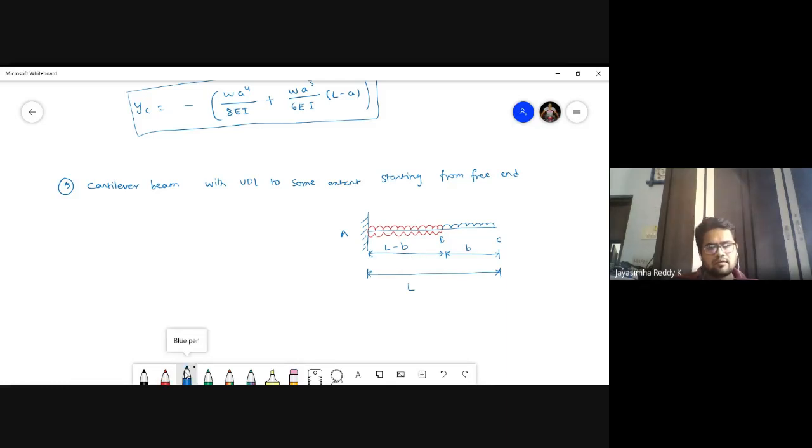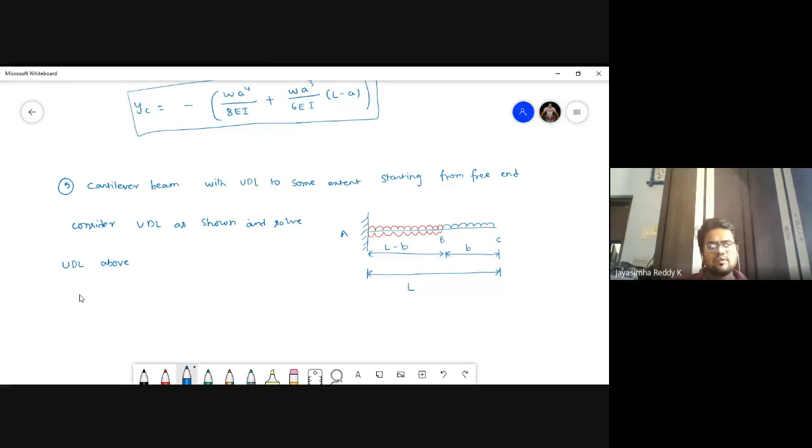Let us take this. Now consider UDL. Consider UDL as shown, and solve. So let us write for UDL above. UDL above, the entire UDL acting above the B.